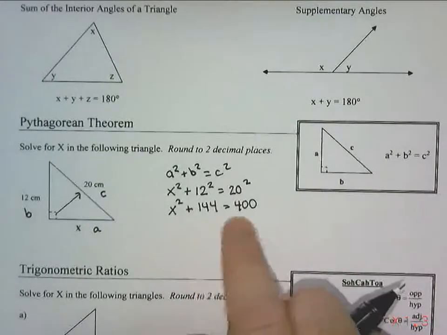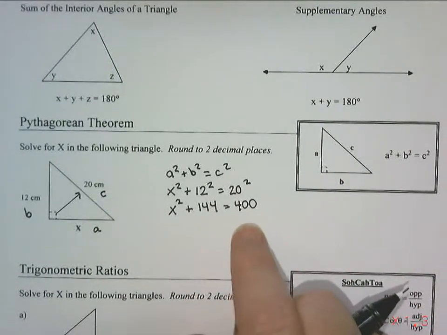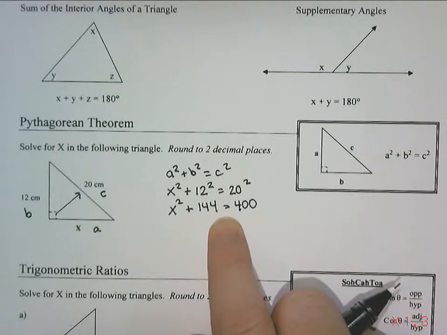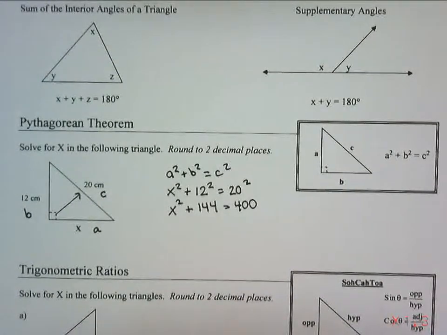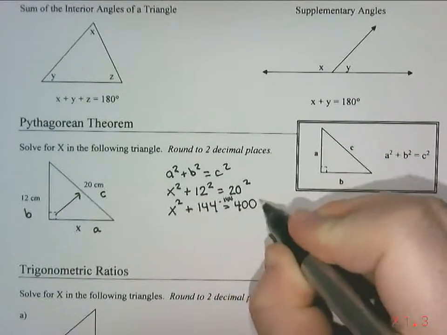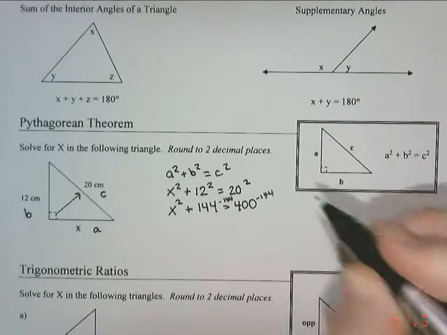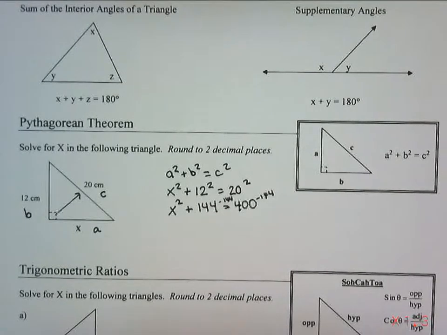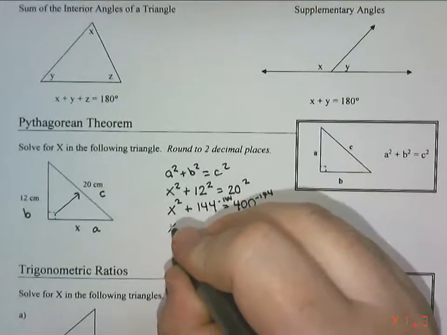Now, because these numbers are on opposite sides of the equal sign, and there's an equal sign in between instead of an addition sign, I need to move that 144 to the other side. So I'm going to do that by subtracting. And 400, take away 144. It would help if I actually could press the right buttons on my calculator. Is 256.